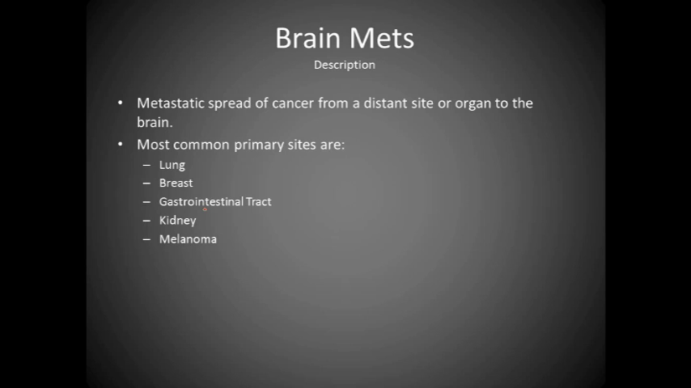So that brings us to brain mets. As we all know, mets means metastasis, which is the spread of cancer. And so metastatic spread of cancer from a distant site or organ to the brain is what we're going to be dealing with. And the most common primary sites are the lungs, the breast, GI tract, kidneys, and melanoma.